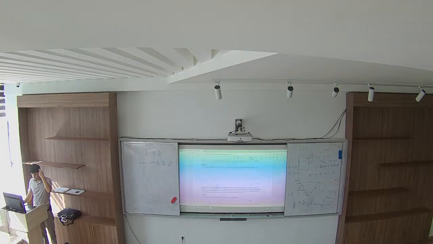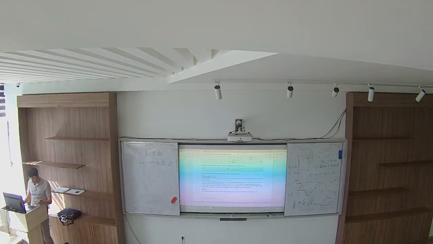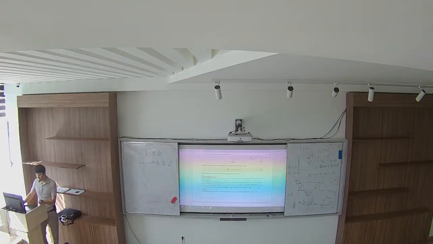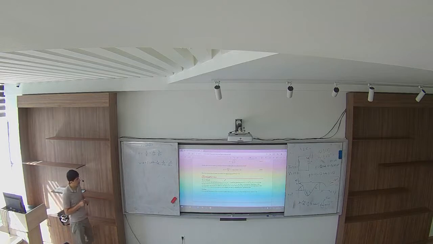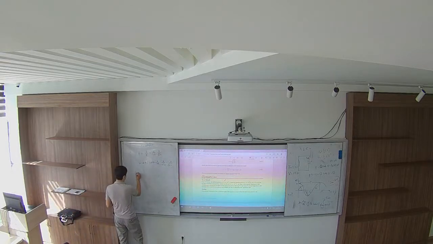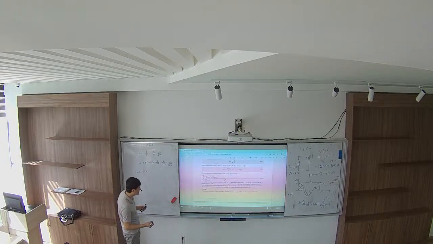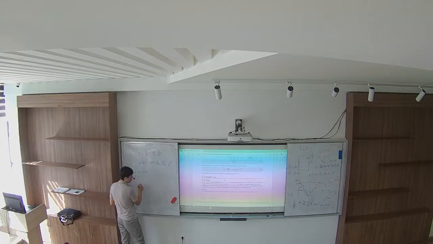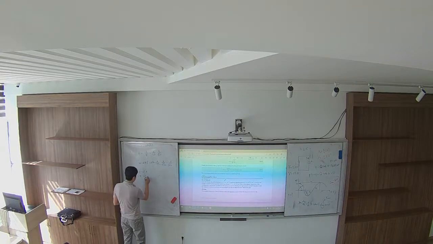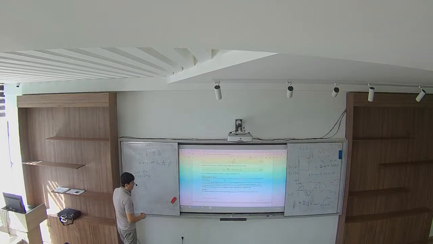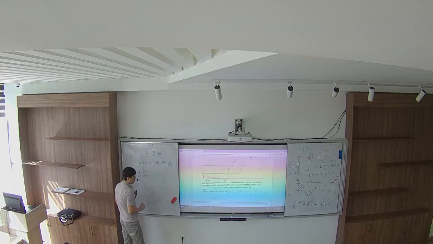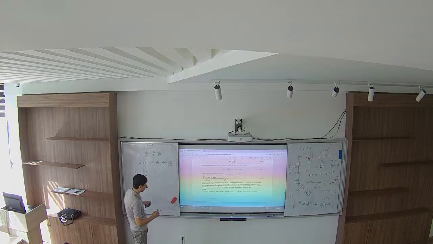Okay. Example here: in an LC circuit, the self-inductance L is 2 times 10 to the minus 2 henry, and the capacitance C is 8 times 10 to the minus 6 farad. At time t equals 0, all of the energy is stored in the capacitor.